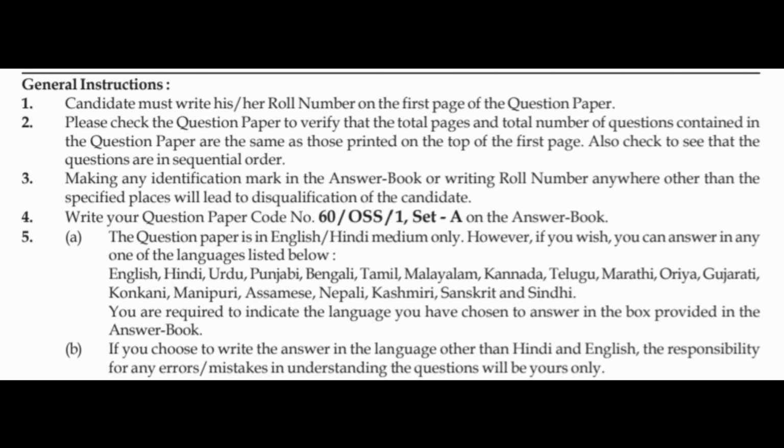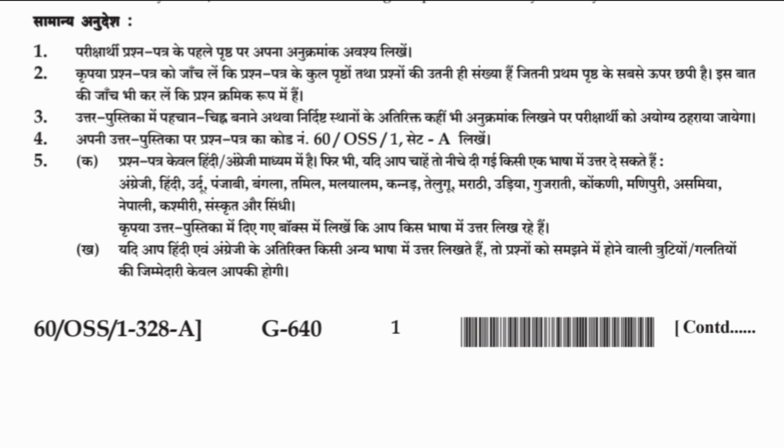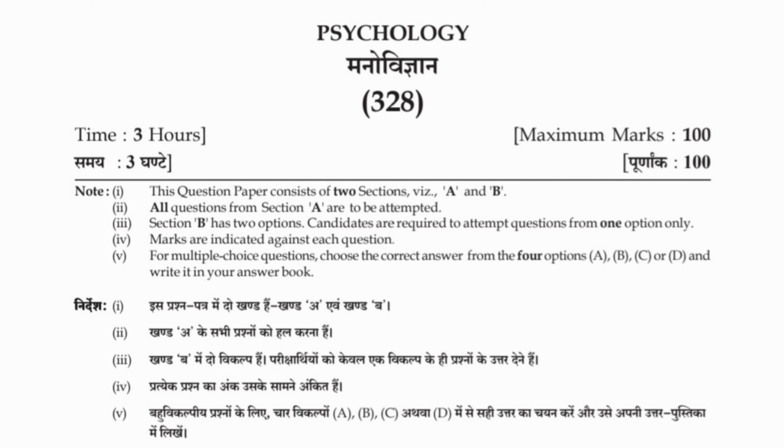This question paper consists of 35 questions. Section A has 25 questions and section B has 5 plus 5 questions. Maximum marks is 100 and passing marks is 30. Time duration is 3 hours. Attempt all questions from section A and attempt only one option from section B.